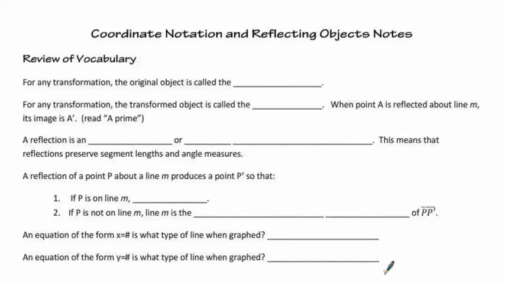Alright, so for the first one. For any transformation, the original object is called the pre-image. The picture before you've transformed it. Pre-image. For any transformation, the transformed object is called the image. When point A is reflected about a line, its image is A prime. We can name it another letter. We could name it X, W, whatever. But typically in class, you're going to see me use A for the original and A prime for the transformed.